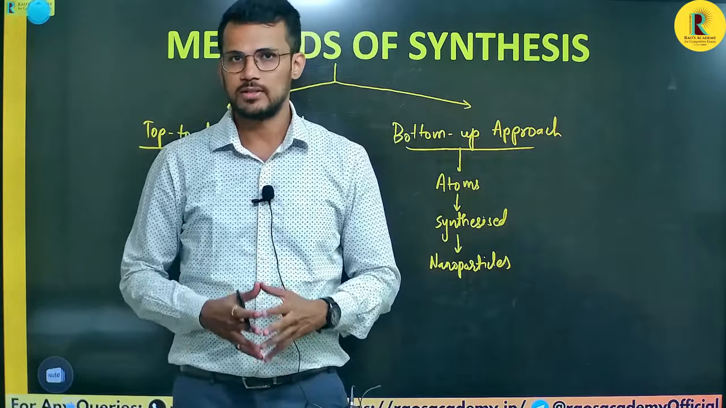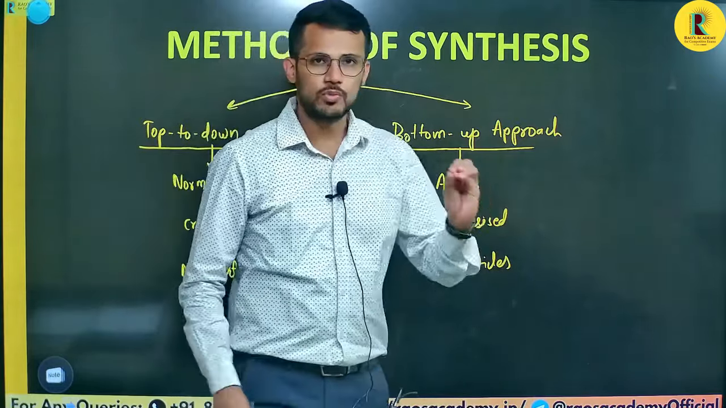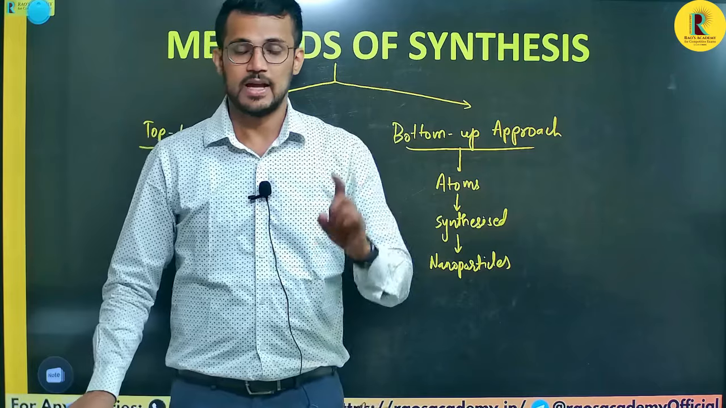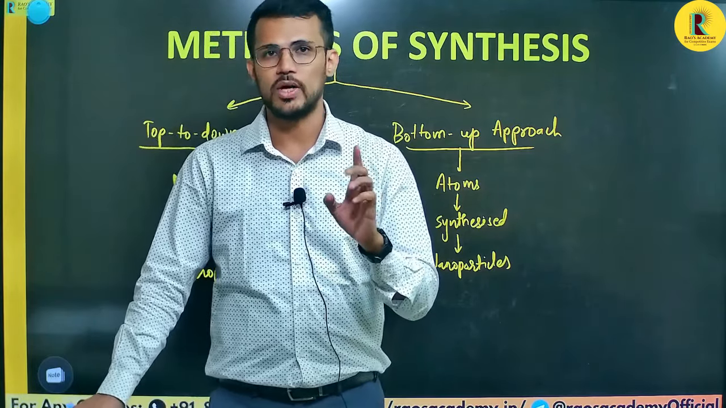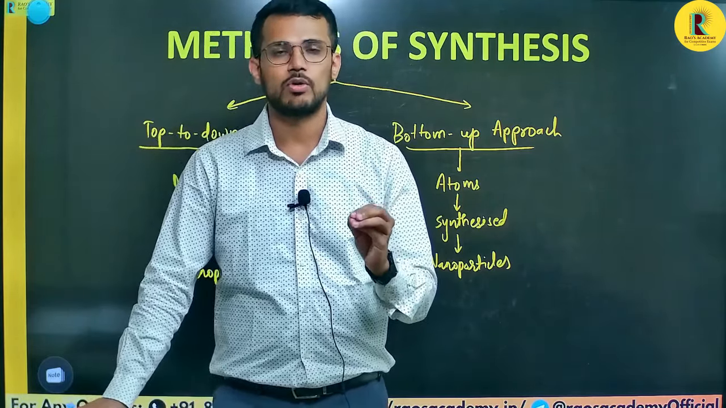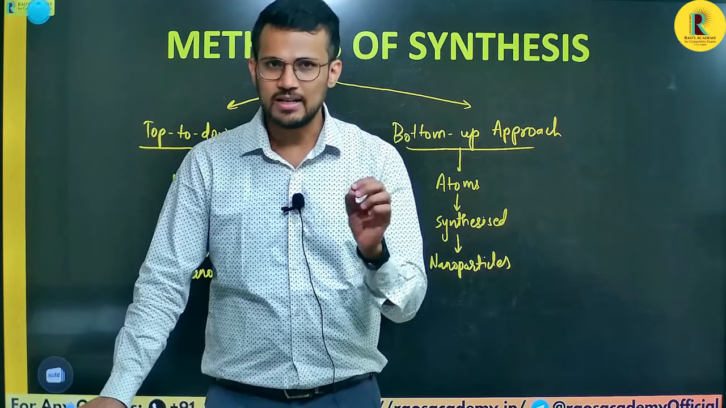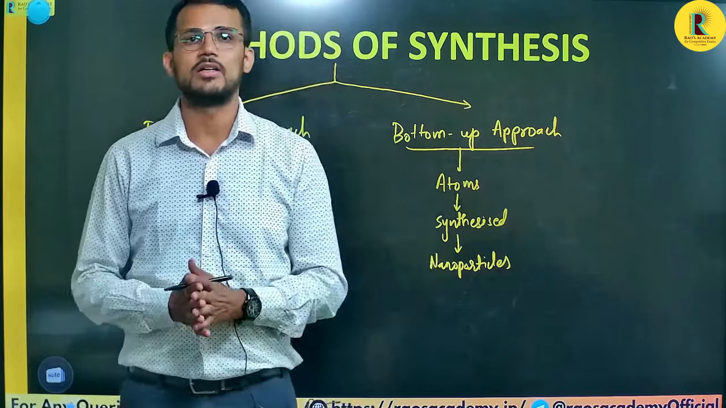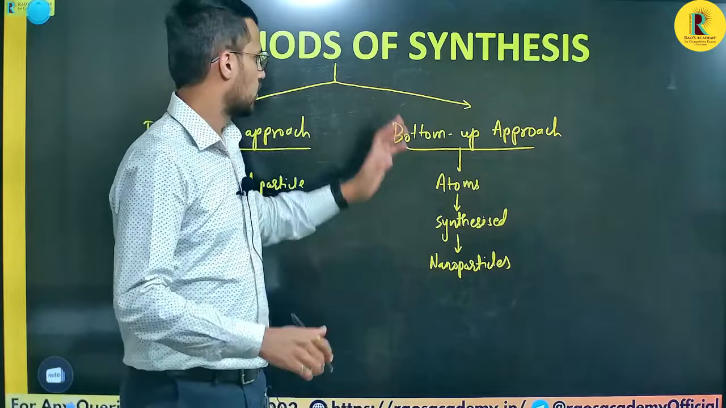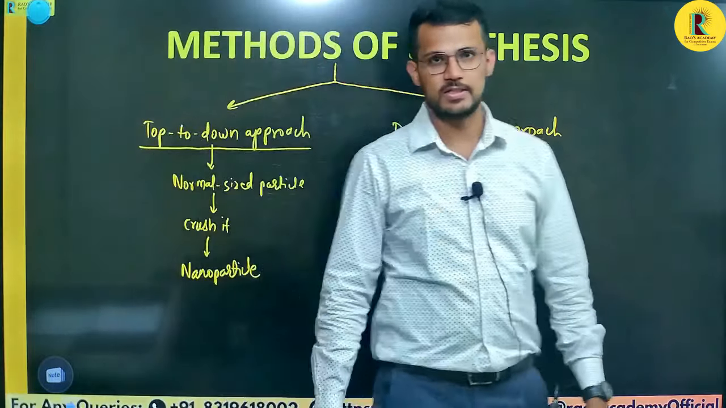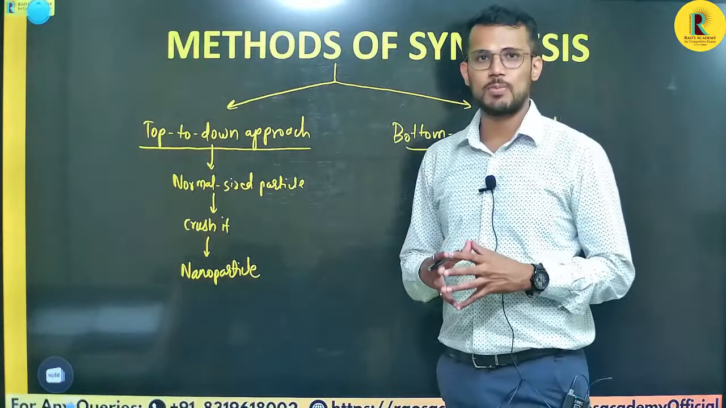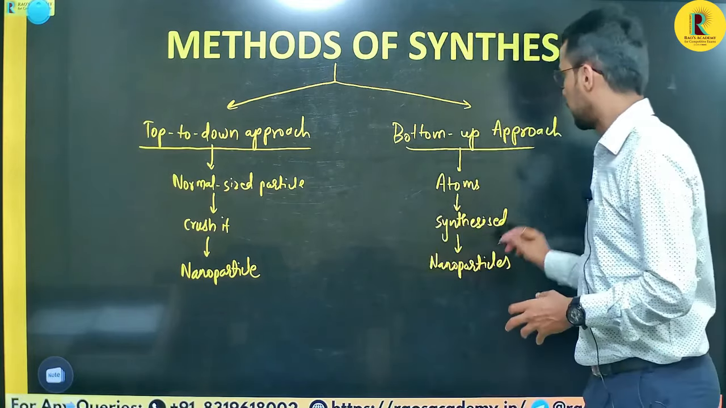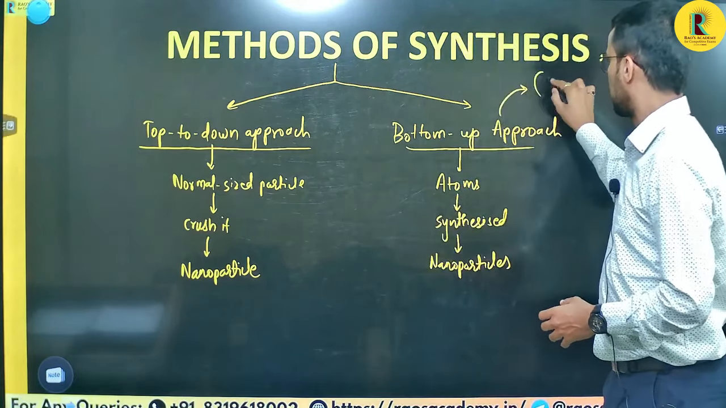We get nanoparticles. Fine. So, here you will be able to control size, and that is why size or shape uniformity you can ensure. And secondly, there would be no impurities. Why? Because there is no third material involved. Fine. So, that is what is the methods of synthesis. In nature, whatever nanoparticles we have, those are produced with the help of bottom-up approach.